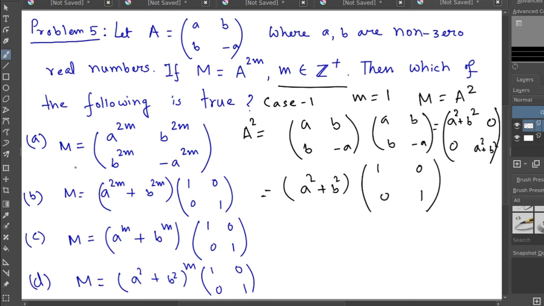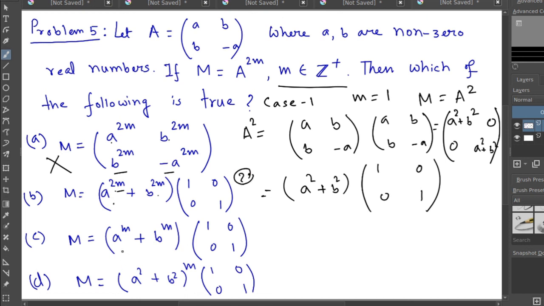So obviously the first option is not correct, because if we put m equals 1, it gives rise to a square minus b square. So this option is not correct. The second option: a square plus b square into the identity, if we put 1 here, gives a square plus b square into I. So this option might be correct. We need to consider it.